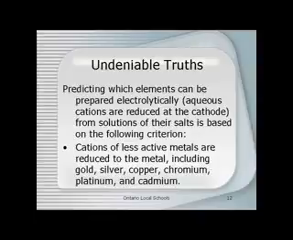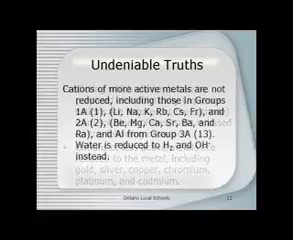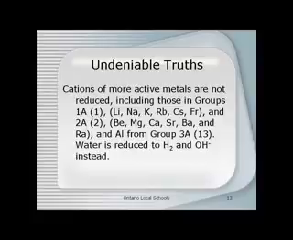Predicting which elements can be prepared electrolytically: aqueous cations are reduced at the cathode from solutions of their salts based on the following criterion. Cations of less active metals are reduced to the metal, and some examples of the less active metals are gold, silver, copper, chromium, platinum, and cadmium. We are looking at cations in aqueous solution as we look at this particular undeniable truth.